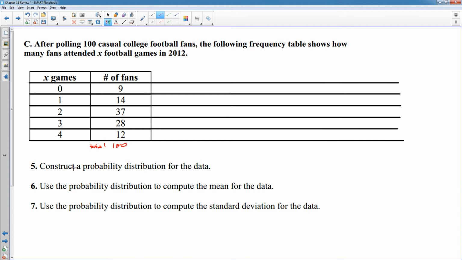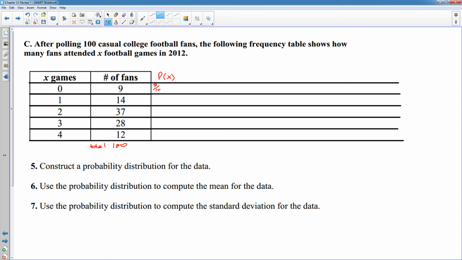A probability distribution tells you the probability that if you pick a random fan out of these 100, that random fan attended 0 games, or attended 2 games, and so on. The initial part is pretty straightforward. It's simply the number of fans who fit in that category divided by the total number of fans.